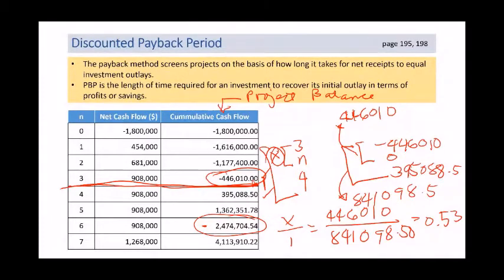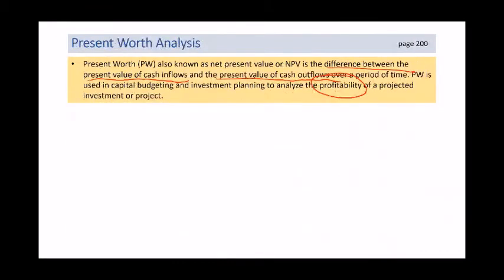Second, as we said a while ago, the payback period cannot give us the profitability picture of the investment. It will only tell us when we are going to get back our investment, but it will not tell us the profitability. Maybe these positive balances here are already very small. Still, they are positive, but they are not profitable anymore. So now we have the present worth analysis that measures the profitability of a project.